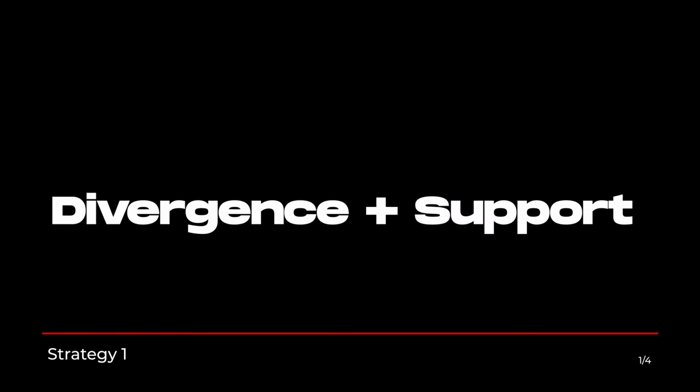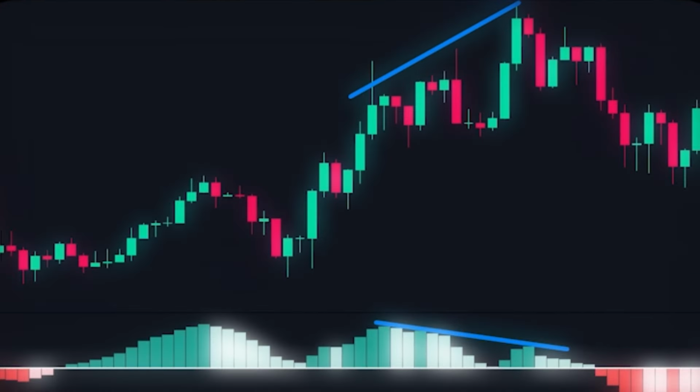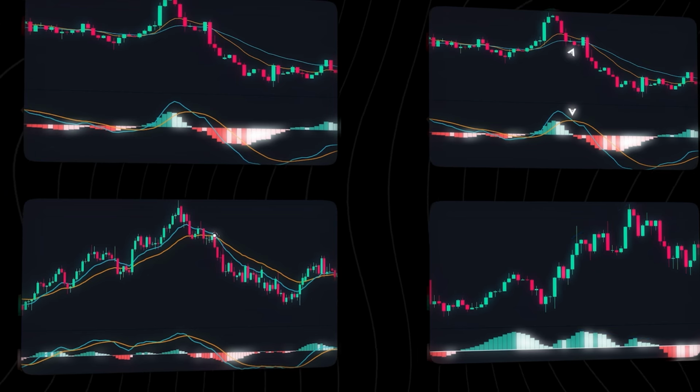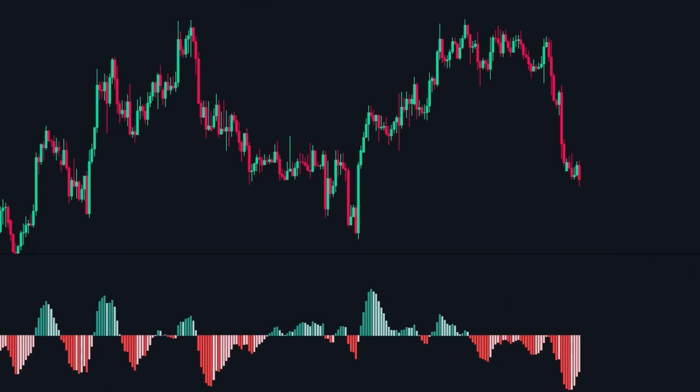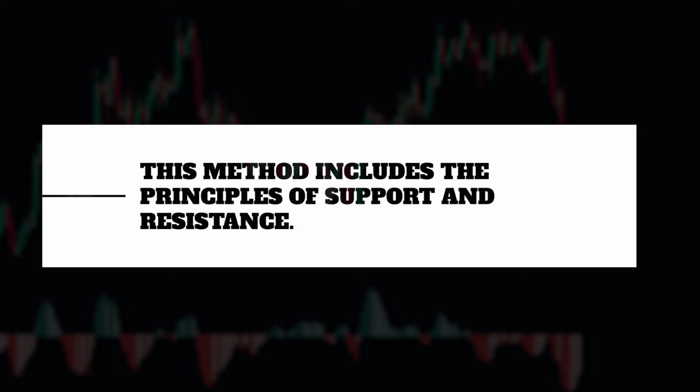Strategy 1. Divergence plus support and resistance. Divergence, as previously said, is a powerful reversal indicator. However, not every divergence is worth trading. To increase accuracy, we must identify probable reversal places and wait for the MACD to indicate divergence at those points. This method includes the principles of support and resistance.